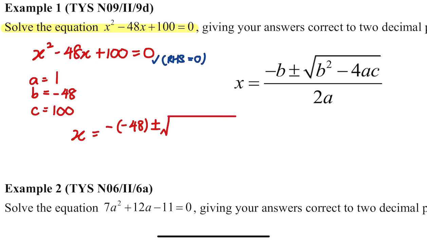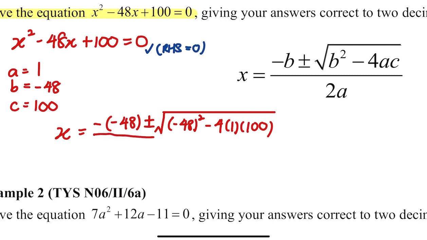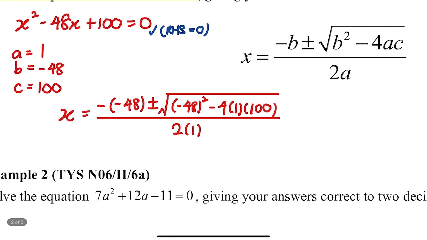Then now I have b squared minus 4ac, so I key this in. My b is negative 48, the whole thing squared, minus 4ac. My a is 1, my c is 100. Then the whole thing divided by 2a, my a is 1. So you can key this into your calculator, or you can use our calculator shortcut to calculate how to solve quadratic equations.